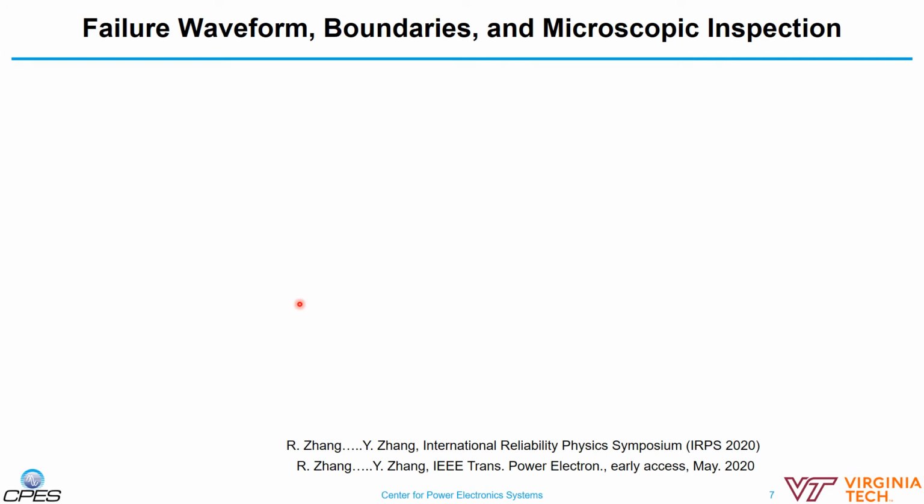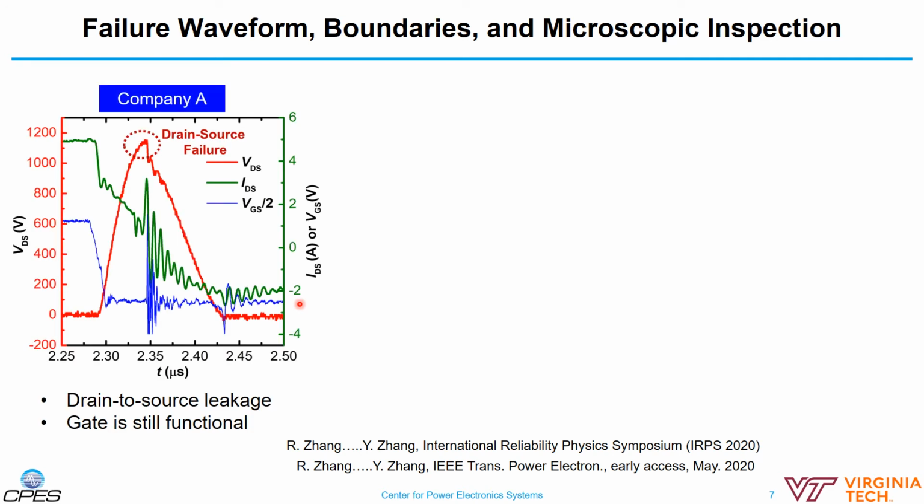Okay, so this slide talks about the failure of a device under the UIS test. When we gradually increase the energy in the inductor, we can drive the device to failure. The failure is observed to occur at the peak transient voltage. For example, for the device from company A, after failure there is a very large leakage between the drain and source, but the gate is still functional.